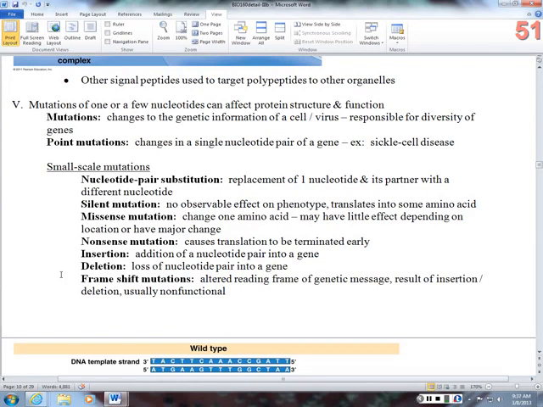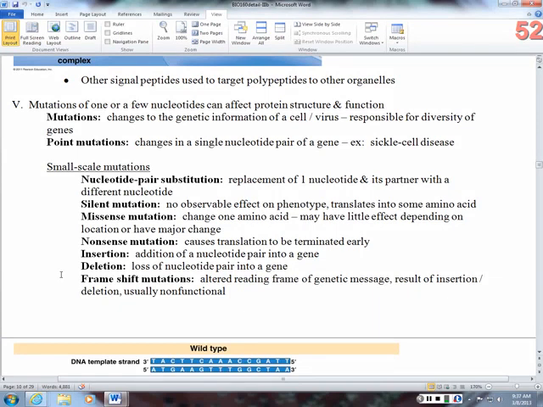So the mutation can occur by insertion. So you can switch out something. You can insert something extra. You can delete something. And when you do that, what you do is you change the frame of reading in there. So let's say here, instead of doing this, what we did is we inserted a G in here.